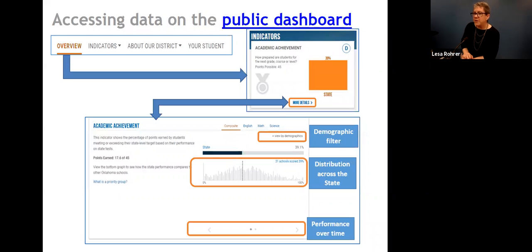So now that we've talked about the indicators, we've talked about where your data comes from, let's move into the actual dashboard itself. Hopefully all of you have been on this dashboard, but if you haven't, I think you're in for some surprises.